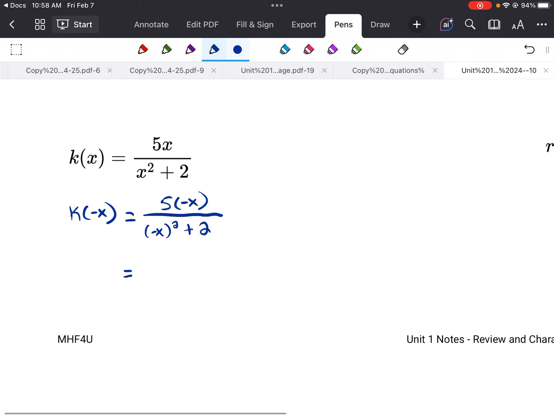Okay, plugging in our negative x, we get negative 5x over x squared plus 2. So the only difference is the numerator went from positive to negative, making the entire fraction go from positive to negative. So we have an odd function.